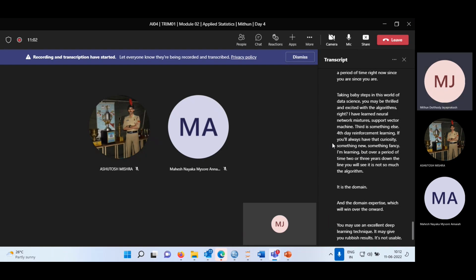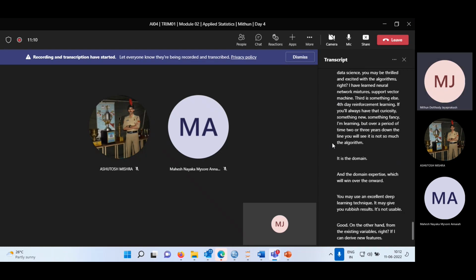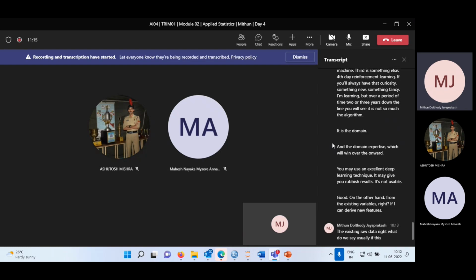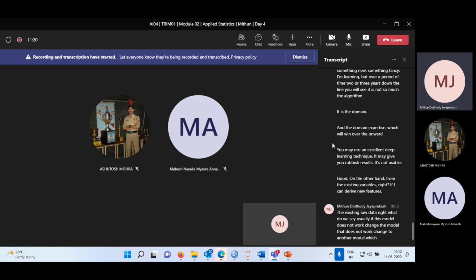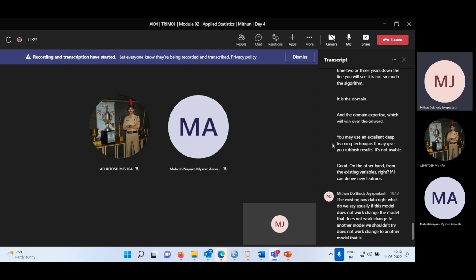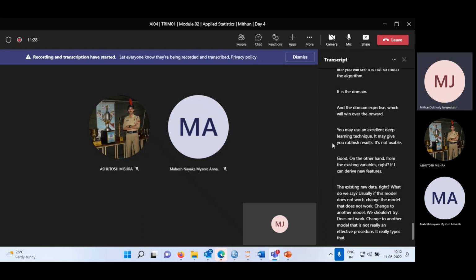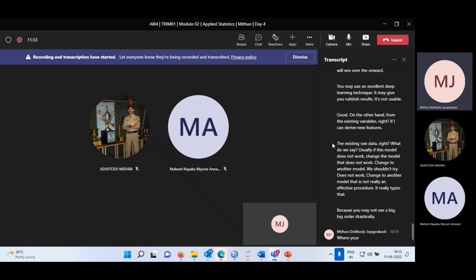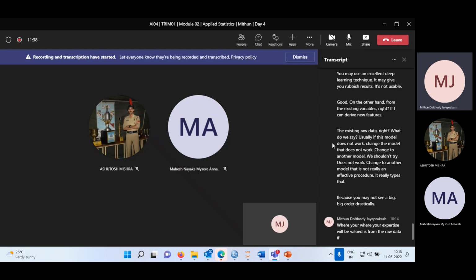Correct? On the other hand, from the existing variables, if I can derive new features from the existing raw data, right? What do we say usually? If this model does not work, change the model. That does not work, change to another model. Decision tree does not work, change to another model. That is not really an effective procedure in real time scenario. Because you may not see a big or a drastic result. Where your expertise will be valued is from the raw data, if you can derive new meaningful features.